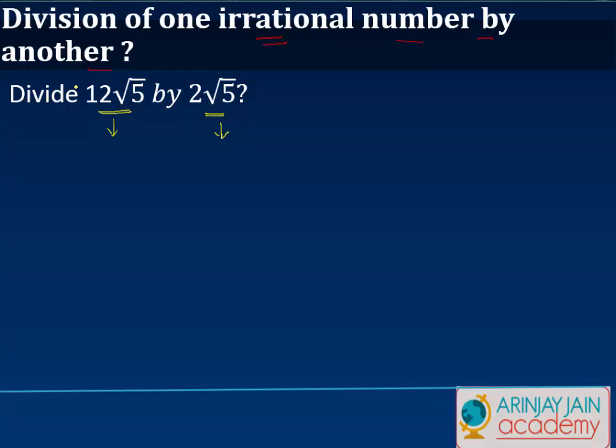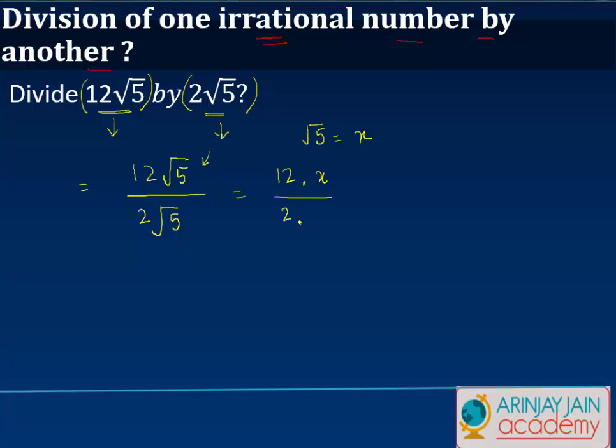So let's say you are asked to divide 12 root 5 by 2 root 5. So what we have is 12 root 5 divided by 2 root 5. Now, if you just visualize this, let's say, for example, that root 5 was some number x. Then this is pretty much like 12 multiplied by x divided by 2 multiplied by x. Now, if you are doing any normal multiplication, what would you do?